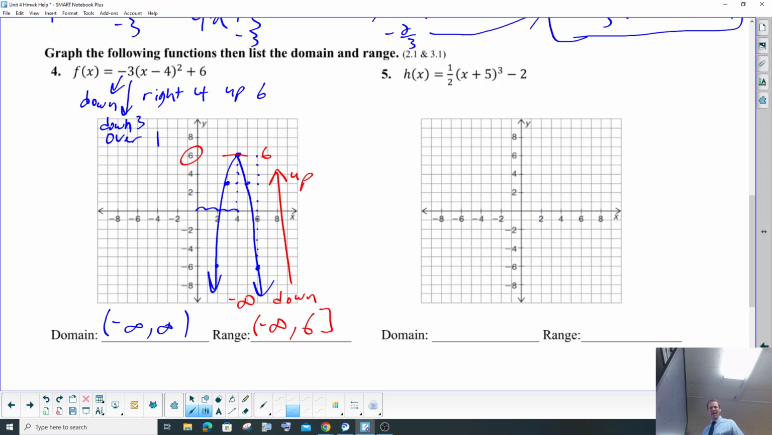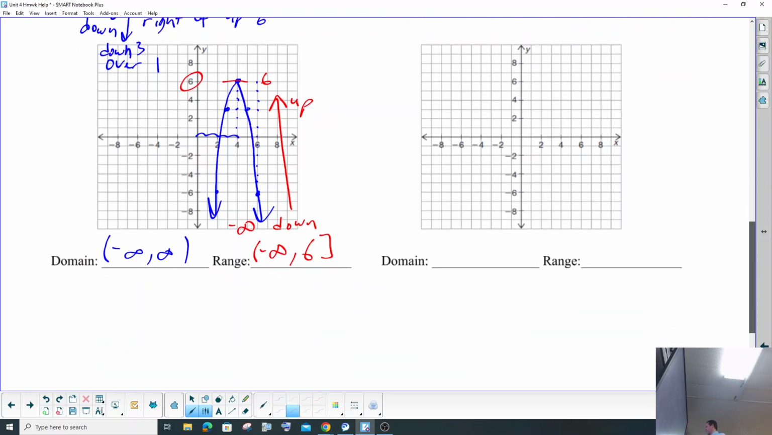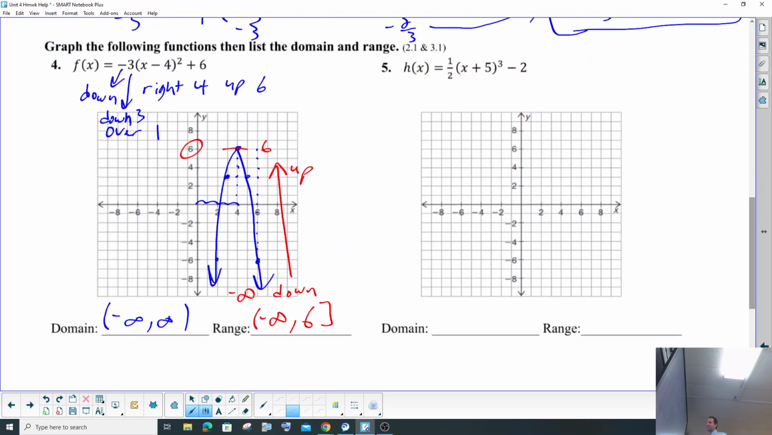And then you try number 5. Try 5 on your own. Can you do number 5 on your own? I bet you can. Remember, it's wider, so it's going to be over 2, up 2. Right? Over 2, up 2. It's wider. So try number 5. Pause me.